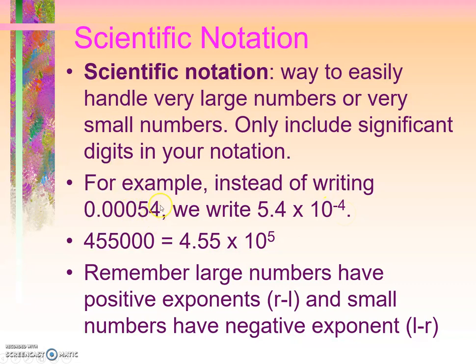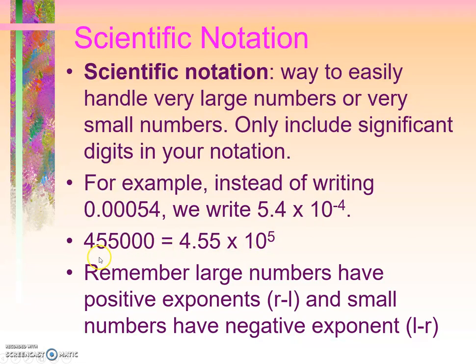So the number of significant digits in 0.00054 is only 2, because the leftmost non-zero is 5 and the rightmost digit is 4. So there's only 2 significant digits in this number. So our scientific notation will also only be 2 significant digits, 5.4.